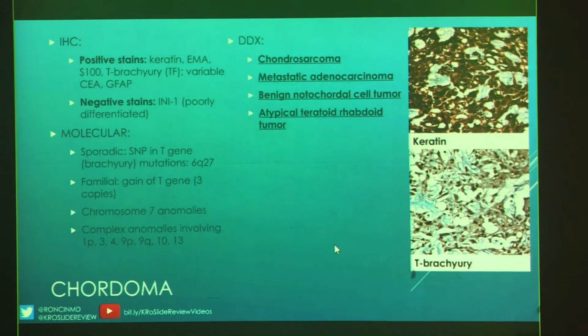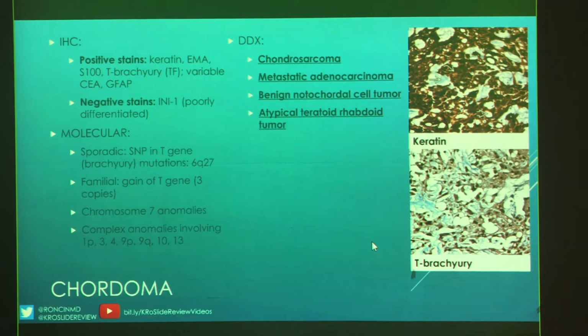As far as staining, so your keratin should be strong, diffuse positive. You can see EMA positivity, S100, and your brachyury. So this is a transcription factor, so this is something that is quite specific. And that paired with your keratin actually would be a very good panel to determine whether or not this is chordoma if you weren't convinced based off of the histology. CEA and GFAP will be variable, and your negative stains, INI1, but only in poorly differentiated chordomas. So if you're thinking this is conventional type chordoma, don't even worry about INI1.